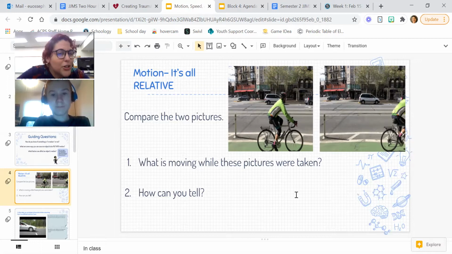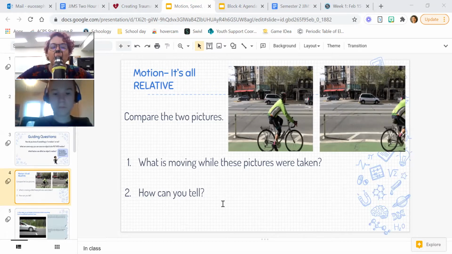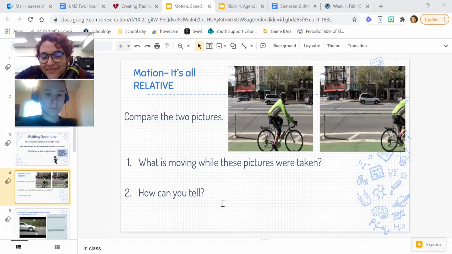So now that you've observed this picture, what is moving while these pictures were taken? What object is moving? You can put it in the chat or call out. Okay, so some people in the chat are saying the bike. So how do you know? How do you know that the bike's moving? Again, you can put it in the chat or you can call out if you feel confident.